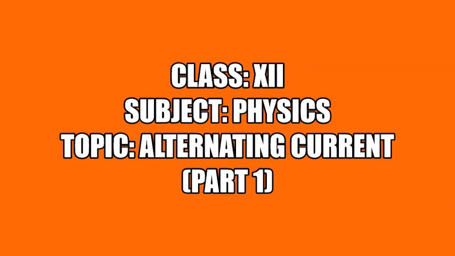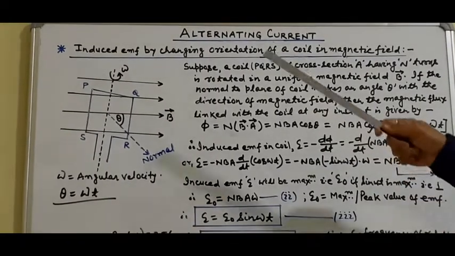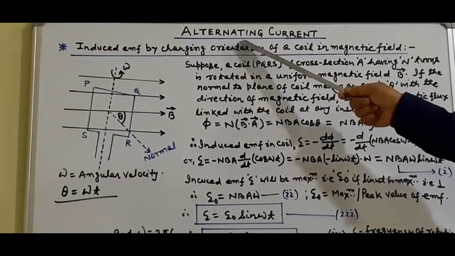Good morning, dear students. We have completed the chapter Electromagnetic Induction till the previous lecture. I hope you have understood well, and I am sure that you must have solved all the assignments of this chapter. Today, we shall start a new and very interesting chapter, Alternating Current. So be focused. Now we shall discuss the chapter Alternating Current.